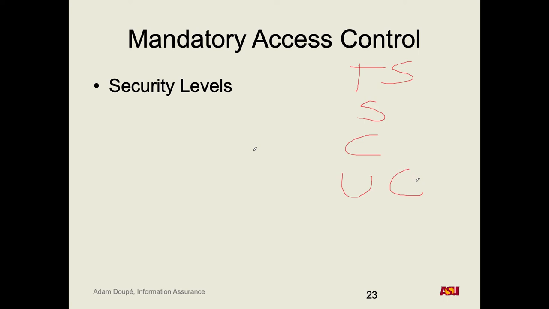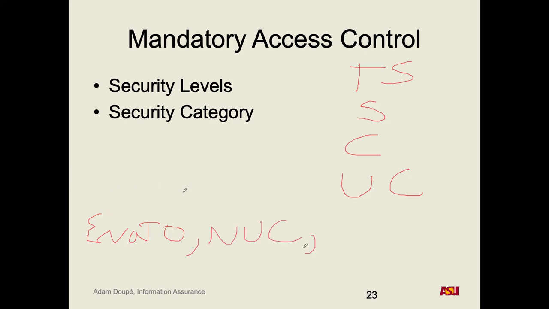Okay, cool. So what do we do then to solve that problem? Just add more levels to this hierarchy? Yeah, what we want to do is actually branch out and add some notion of categories, right? So this is where we have, somebody wrote NATO could be a category. Maybe NUC for nuclear. What would be some other categories? No foreign for no foreigners. NF, no foreign nationals, something like that.